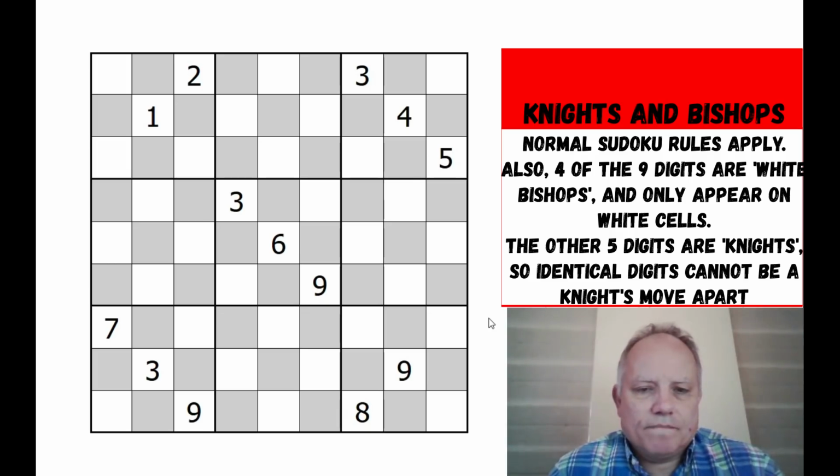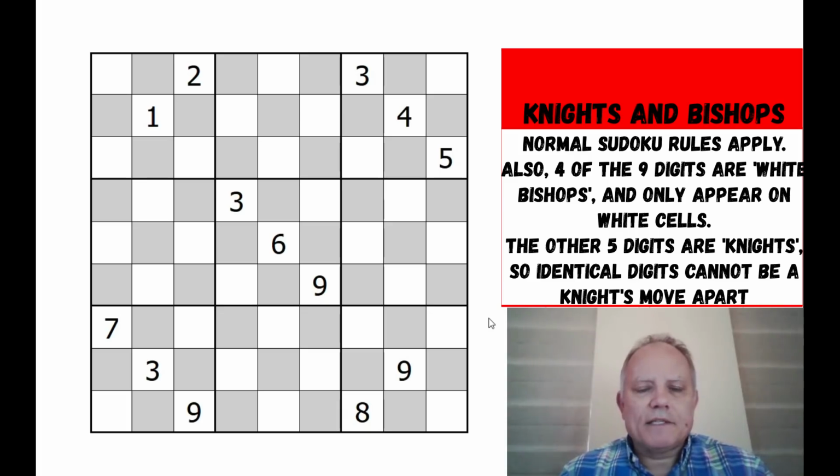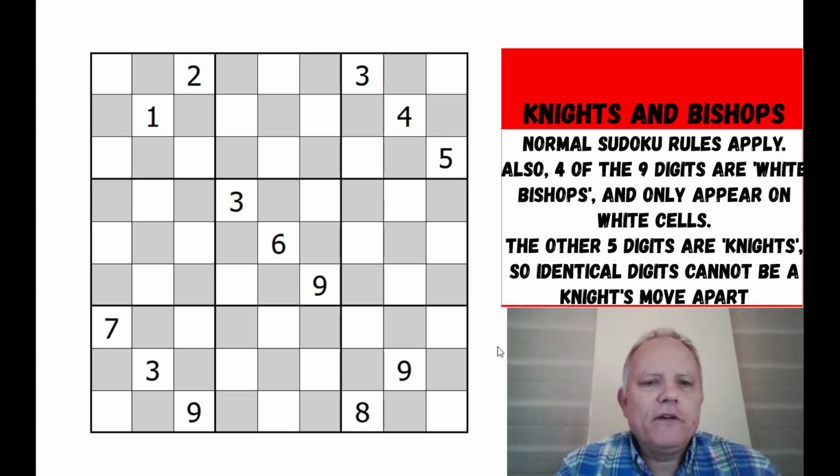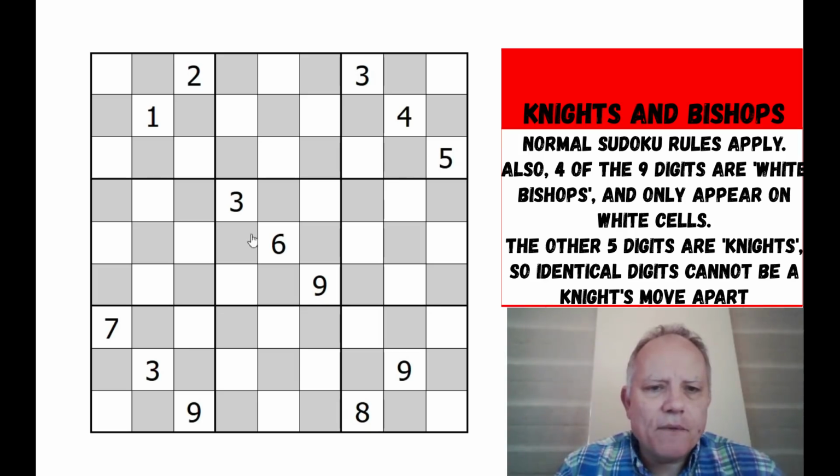So as you can see, a checkerboard pattern has been painted on the grid. So we've got limited white cells. And in fact, all the givens are in white cells, which is surprising given that the 4 bishops have to only occupy white cells. In fact, we've got an instance of every given digit: 1, 2, 3, 4, 5, 6, 7, 8, 9.